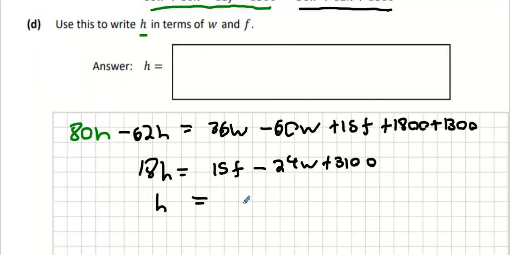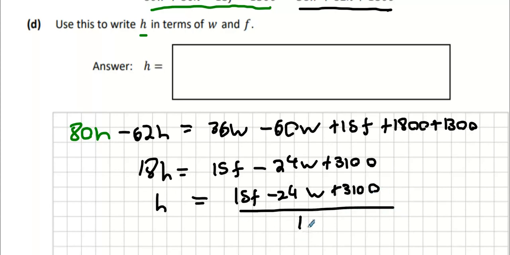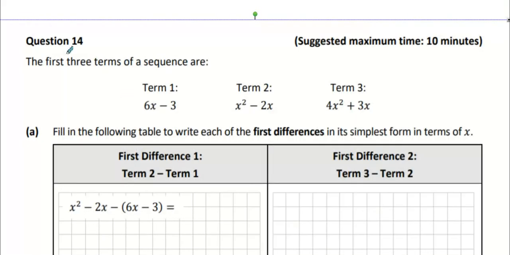So h is equal to 15 over 18. Sorry, just put it all over 18. Doesn't really bother me. So for me, it's 15f minus 24w plus 3100 all over 18. Okay, happy days. Done. Last one.